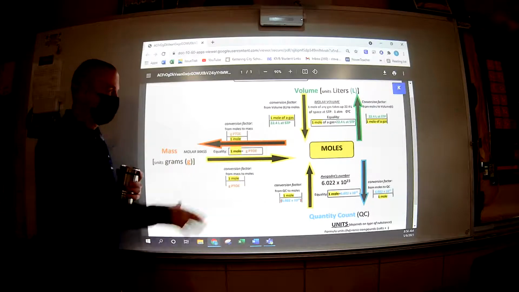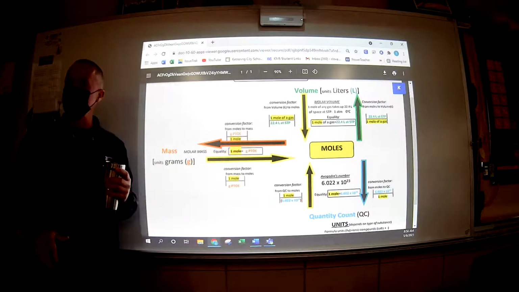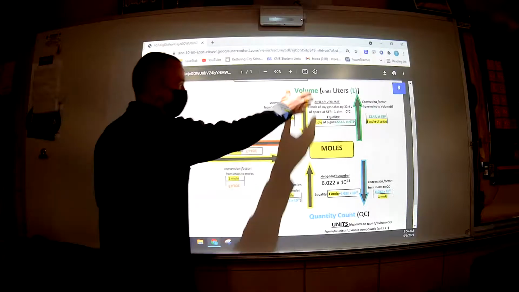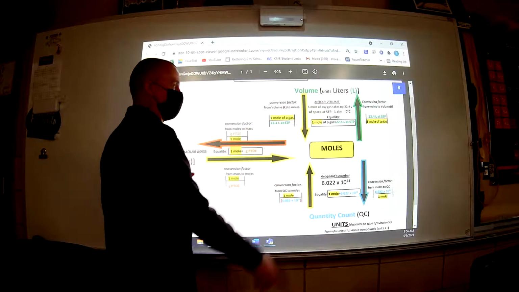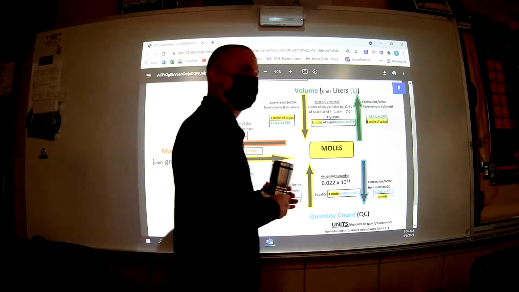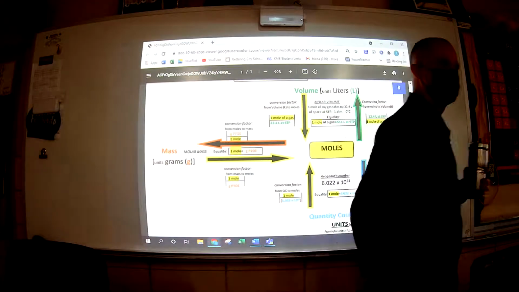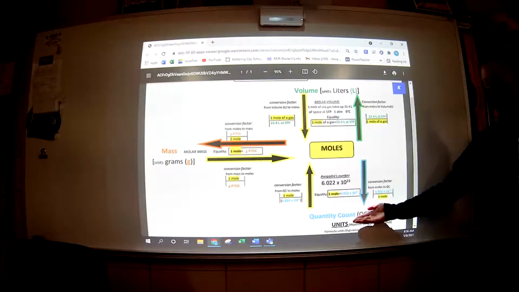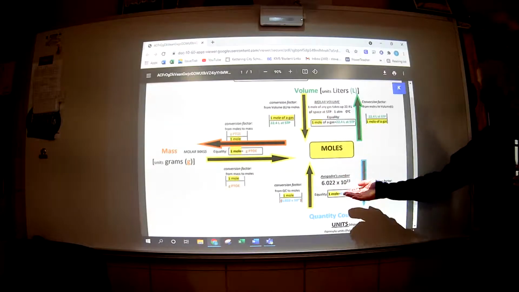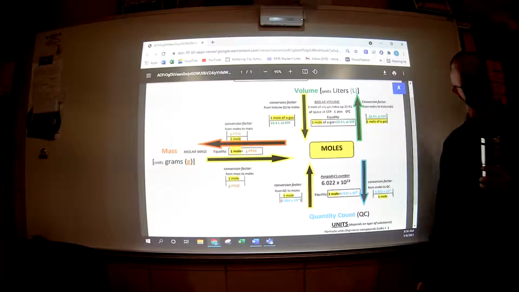Do you remember this conversion chart? If you know moles, you know volume, assuming it is a gas. If you know volume, you know moles. All you need is the molar volume of gas, 22.4. We also know that if you know moles, you know the quantity count. The quantity count, you know moles. All you need is Avogadro's number.